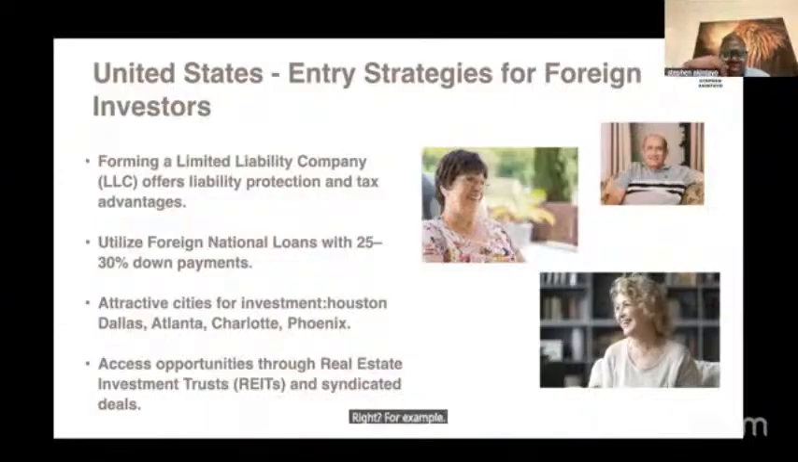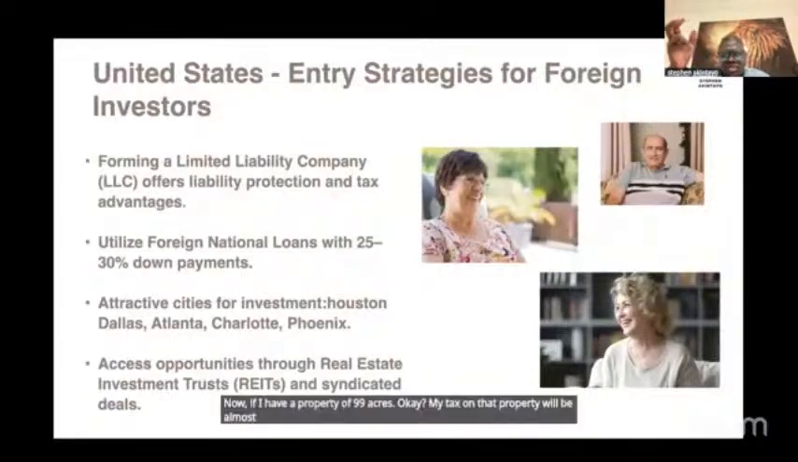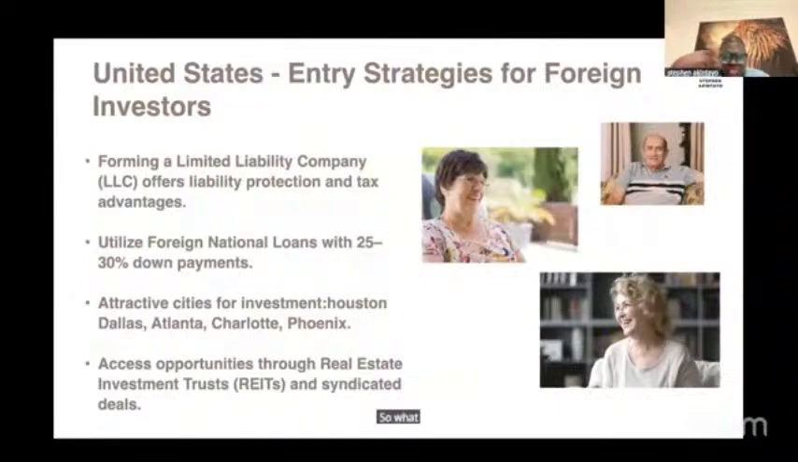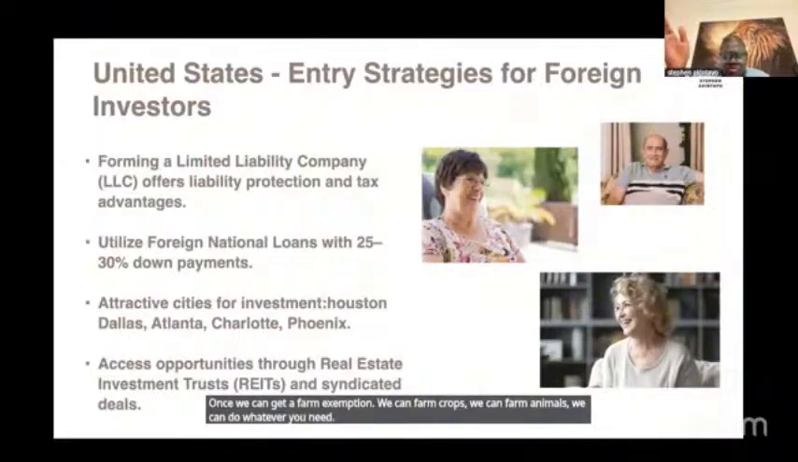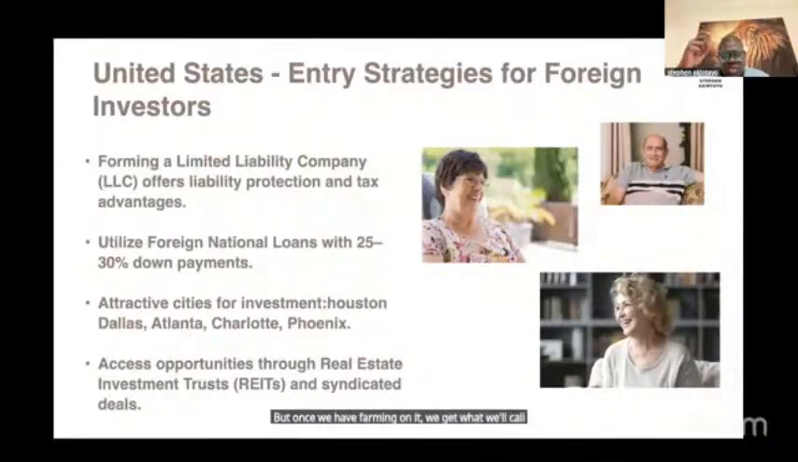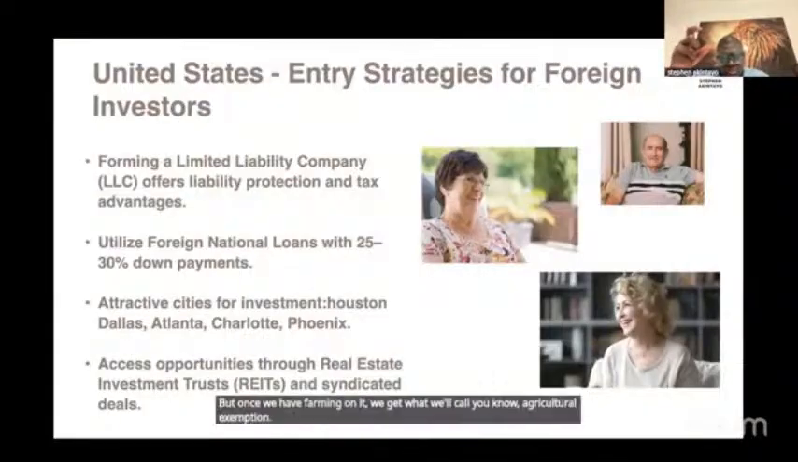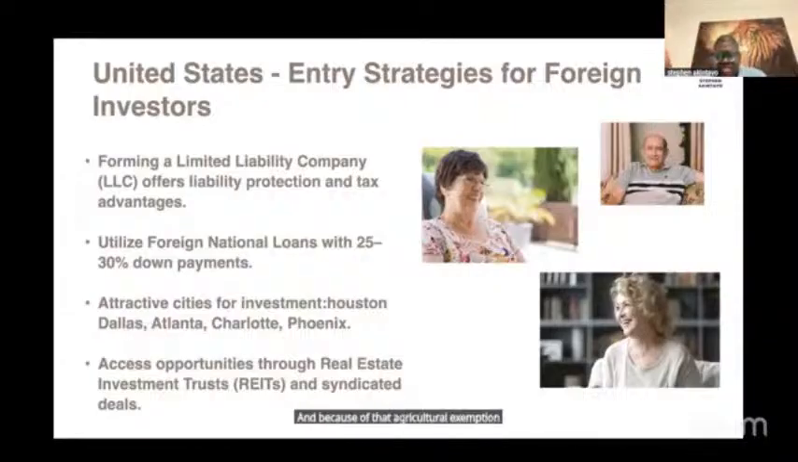For example, my house is 3.3 acres. My tax every year is almost $10,000 on just 3.3 acres. Now, if I have a property of 99 acres, my tax on that property will be almost $100,000 every year. That's not wisdom. So what do we do in Texas? We turn it into a farm. Once we get a farm exemption, we can farm crops, we can farm animals, we can do whatever on it. Once we are farming on it, we get what we call an agricultural exemption. And because of that agricultural exemption, my tax is low.